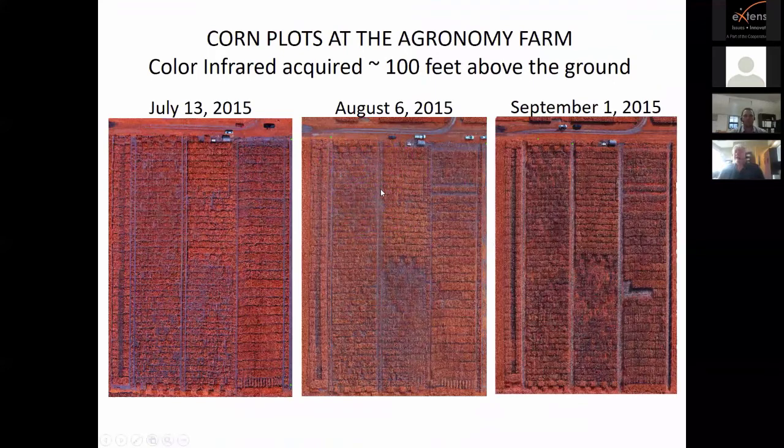Now here is that field flown on July 13th. This is 2015, August the 6th, and September the 1st. One thing we learned after we looked at the data is we wish we had flown more times between the July and the August date. That was when the plant growth was really accelerating. But anyway, these are all orthomosaics.